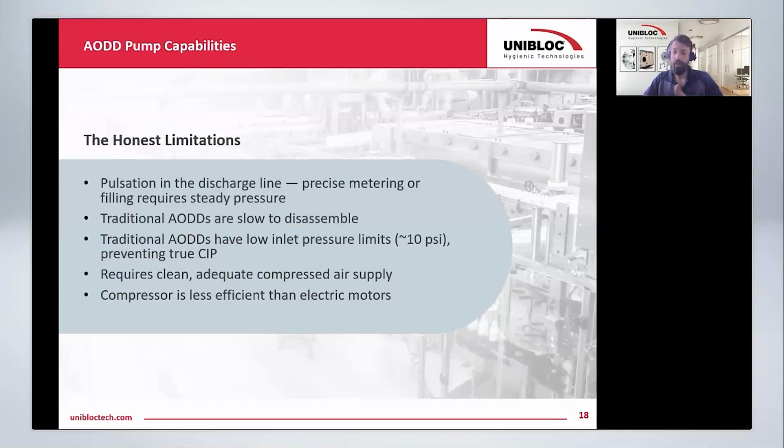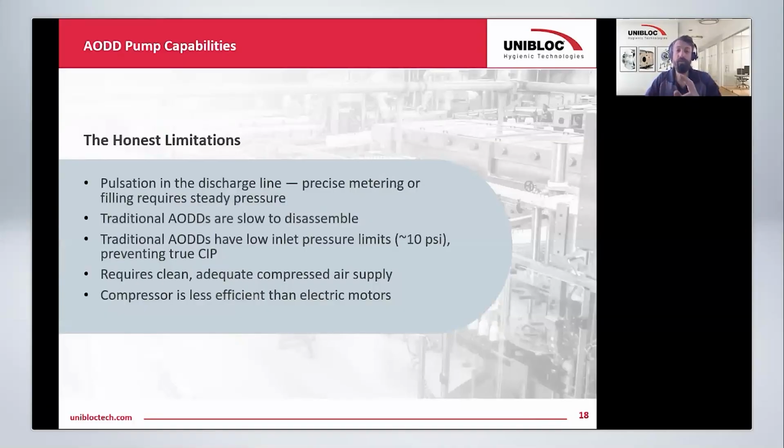And so that can create an issue with CIP, because generally you're trying to force as much of that cleaning product in to achieve the velocities you need. There are some innovations that help us get around that and still CIP these pumps.